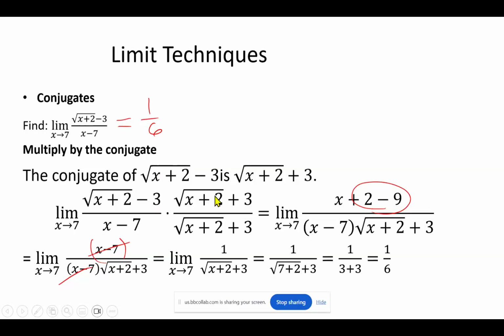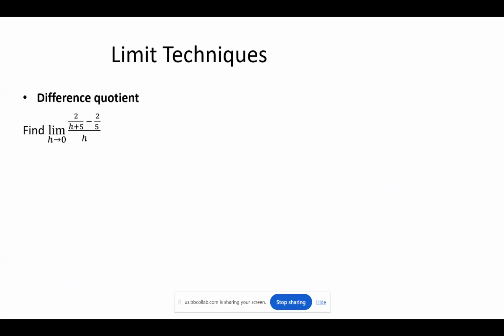Anytime that you multiply by the conjugate, the square root cancels on one of the sides, either on the numerator or on the denominator. Okay, so let's do another example. I think this is the last technique. Sometimes we have fractions, and this is a very important fraction. It's called the difference quotient.